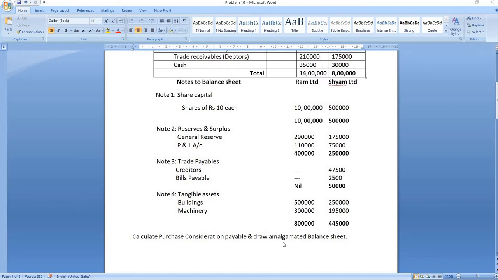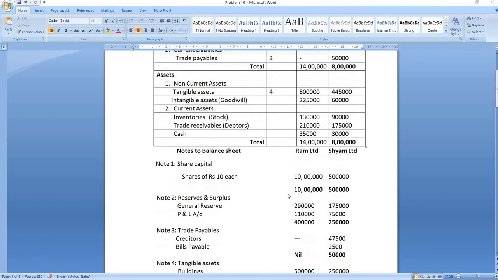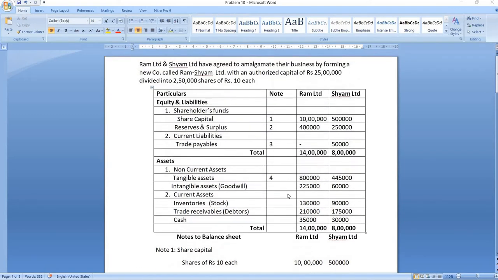So first we have to calculate purchase consideration. Which method of purchase consideration should we use? It depends upon the information that is given in the problem. According to the problem, only information regarding assets and liabilities is available. So we will make use of the net assets method to calculate purchase consideration.